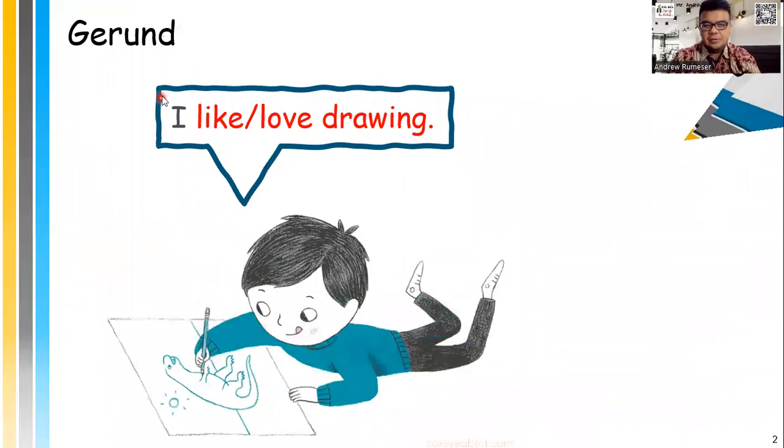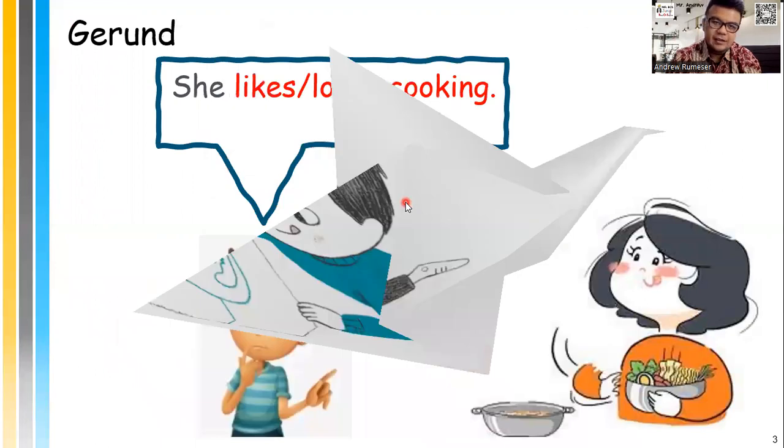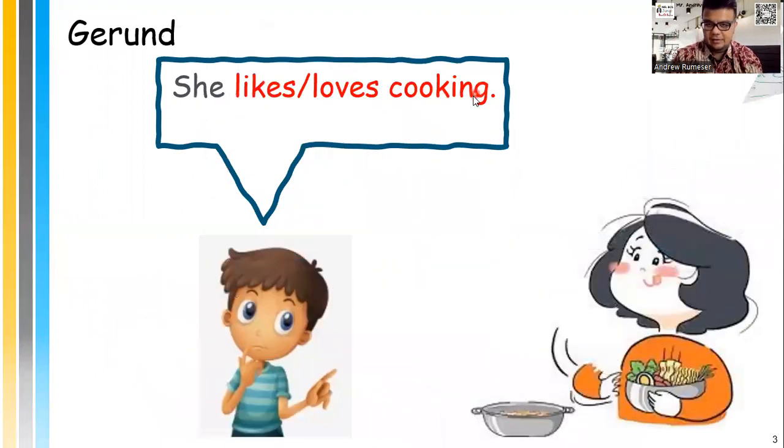So what are gerunds? Gerunds are words that we say when we're doing an activity. So I like drawing. I love drawing. It's actually a verb, but then we add the ending ing with it, and it becomes a noun. I like drawing. I love drawing. It's usually an activity. She likes cooking. She loves cooking, right? Look at the ing here. This is a gerund, okay?